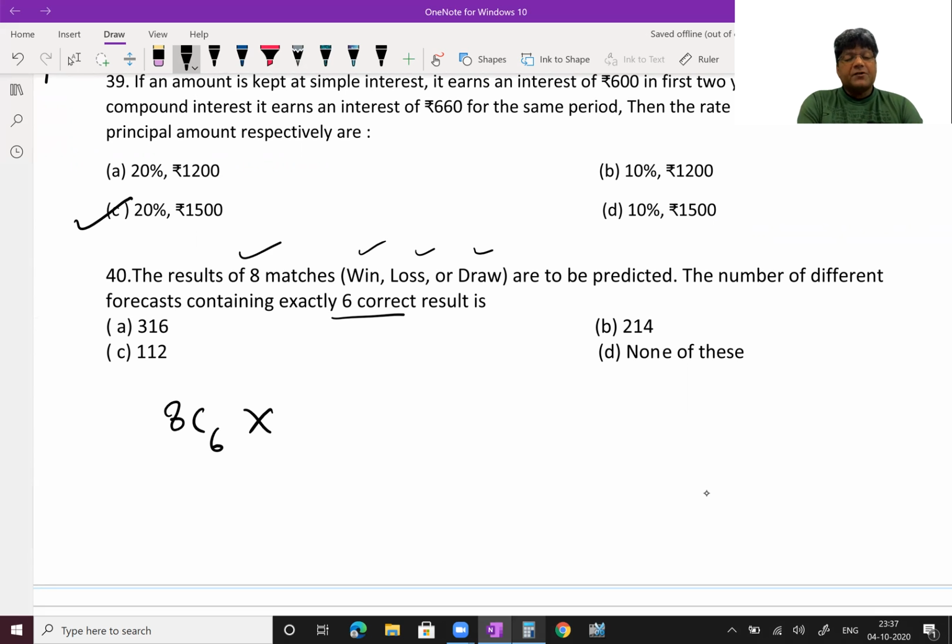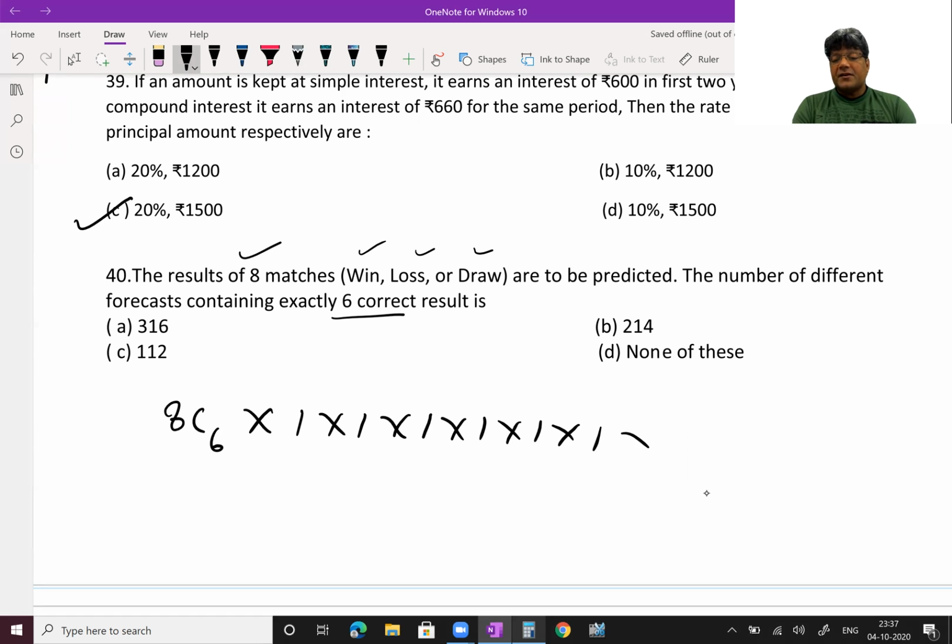That means out of these 6 chosen matches, the first match can be predicted correctly in one way, the second one way, third one way, fourth one way, fifth one way, sixth one way. So six matches you have predicted correctly. Now how many are remaining? 2 are remaining. And those 2 remaining must be incorrect, because only then it will be exactly 6 correct.